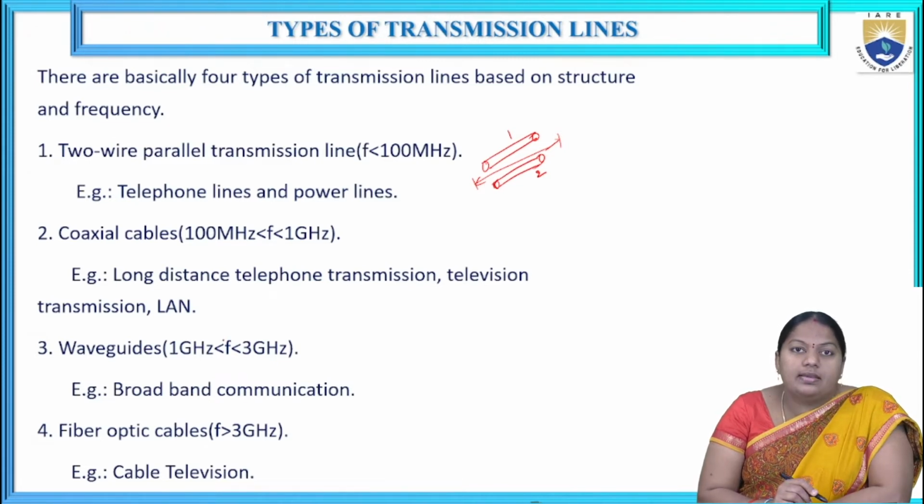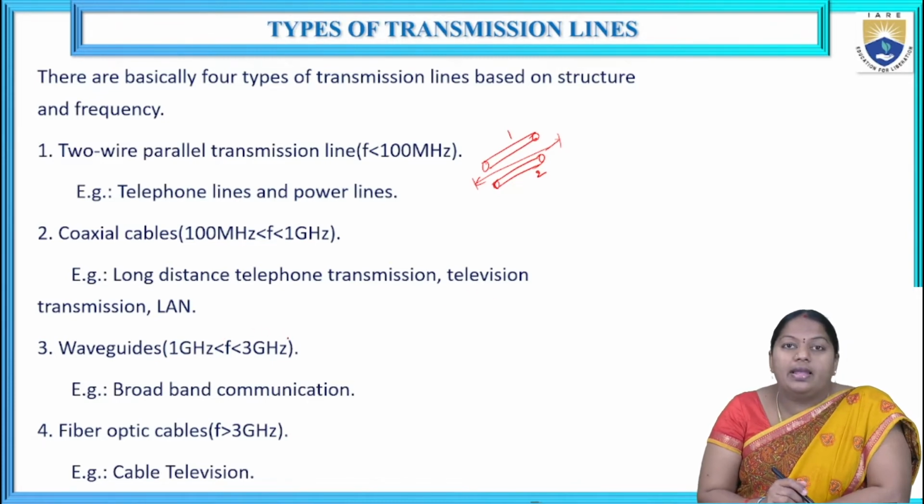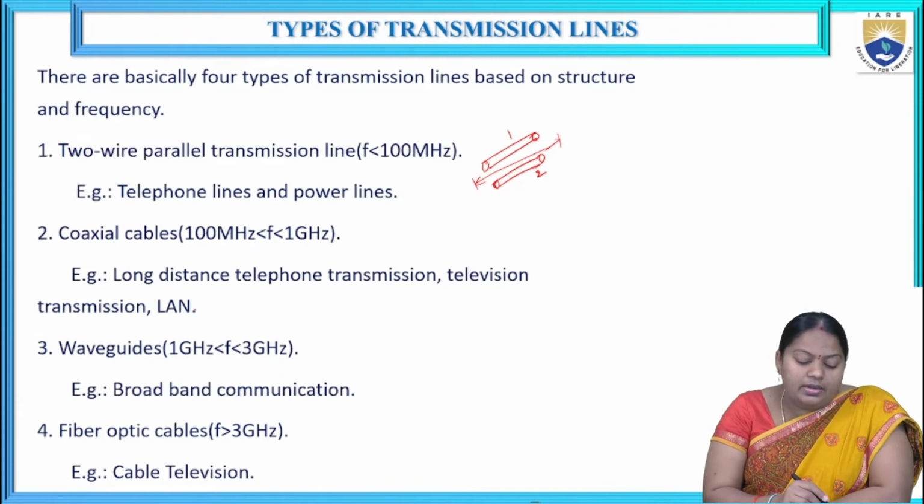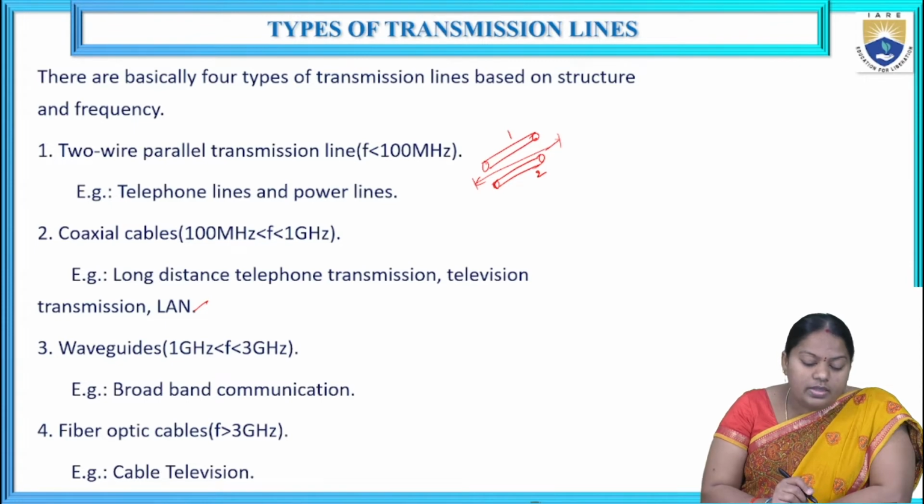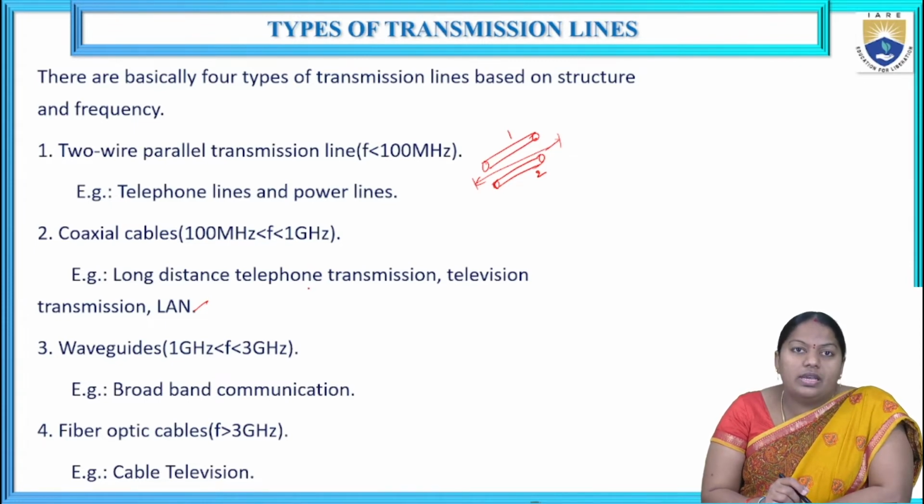Examples for coaxial cables are long distance telephone transmission lines and television transmission lines, and one of the best examples we see daily is the LAN connection, local area network connection. Inside it uses coaxial cables. Through coaxial cables we can transmit signal frequencies up to 1 gigahertz. Then, in order to send more than 1 gigahertz, the third type of transmission lines are called waveguides.